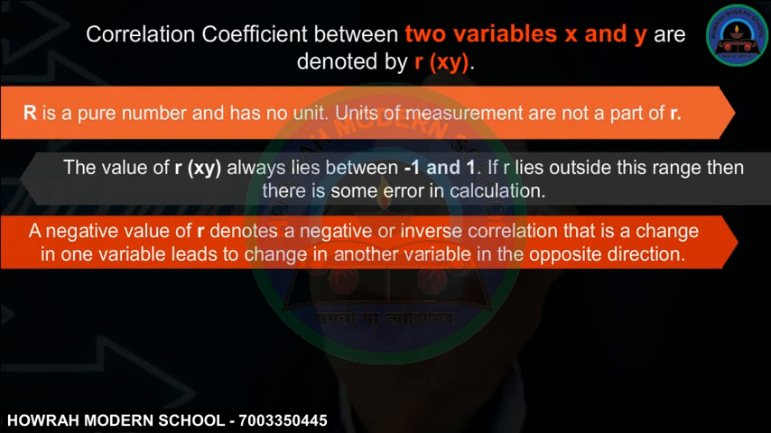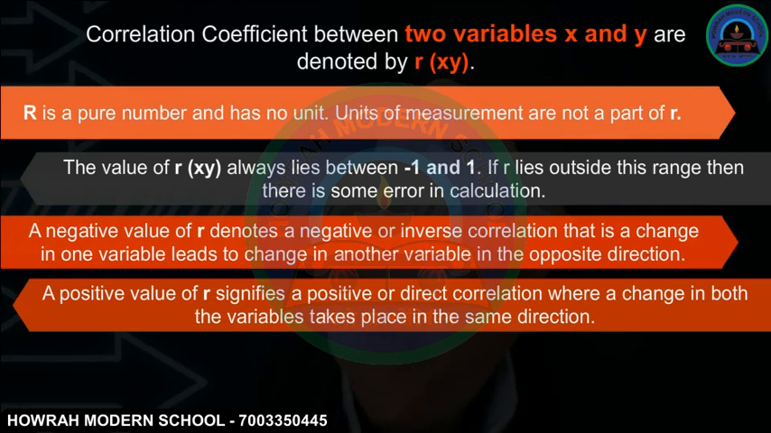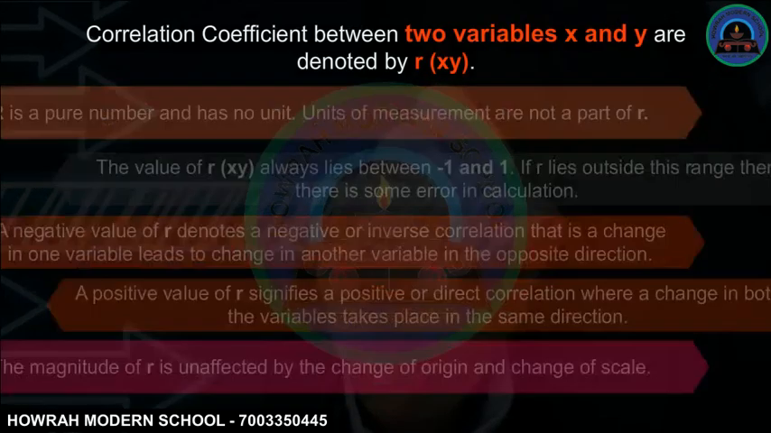That is, a change in one variable leads to a change in another variable in the opposite direction. A positive value of R signifies a positive or direct correlation, where a change in both the variables takes place in the same direction. The magnitude of R is unaffected by the change of origin and change of scale.